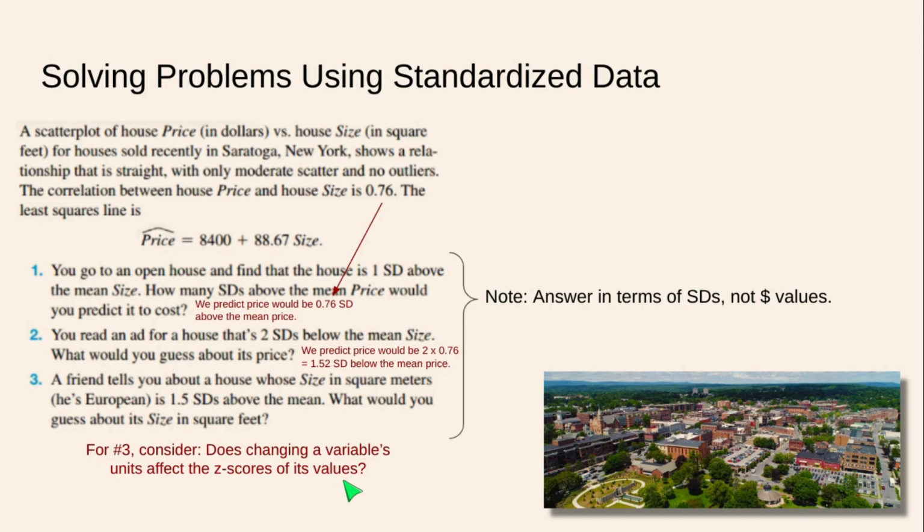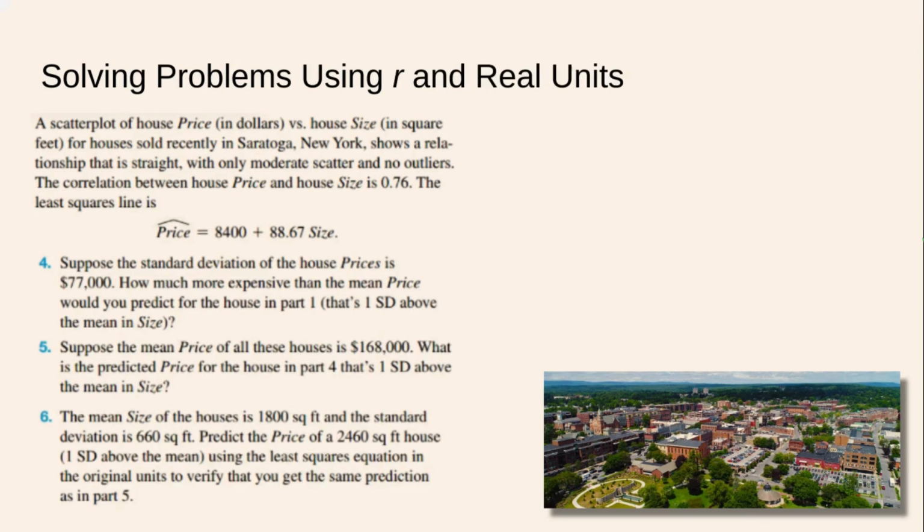The size in square feet is also 1.5 standard deviations above the mean size. Changing the units for a variable does not affect the z-scores of its values. If a house is 1.5 standard deviations above the mean in square meters, and I convert my units to square feet, I didn't change how many standard deviations that data point is away from the mean.